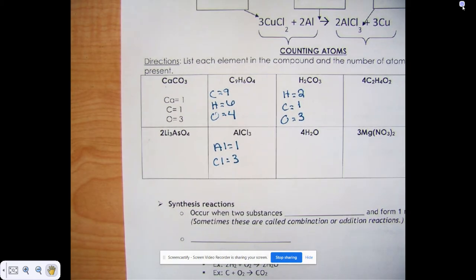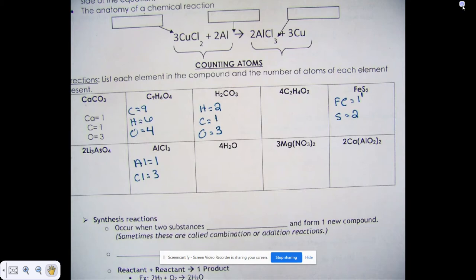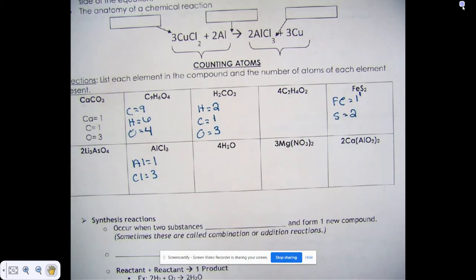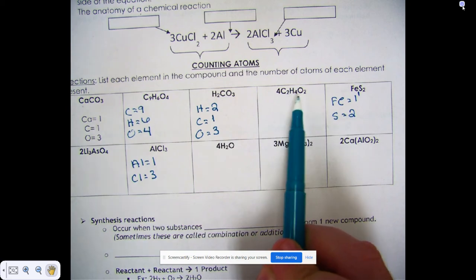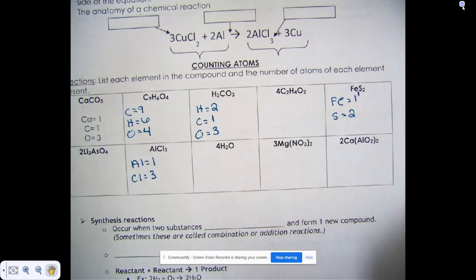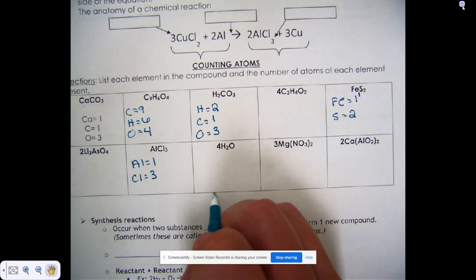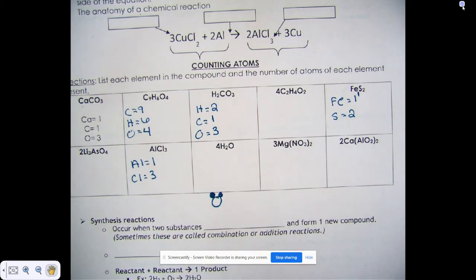And now the rest of them, you might not know how to do, okay? And so let's chat real quick. Here, I've got a coefficient. And so that means there are 4 different molecules of this substance. Let's talk about water, because that's the easy one to draw. So when we draw water, there are 2 hydrogens for every oxygen. So that's 1 water molecule.